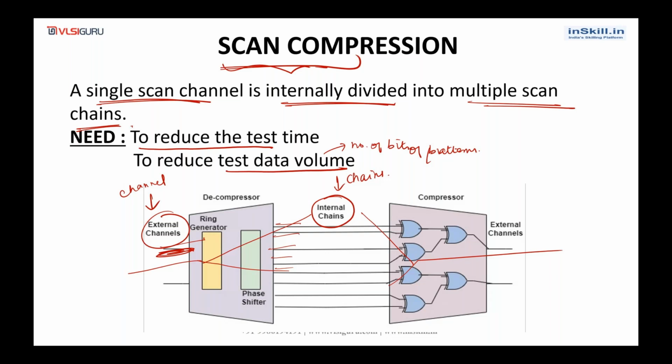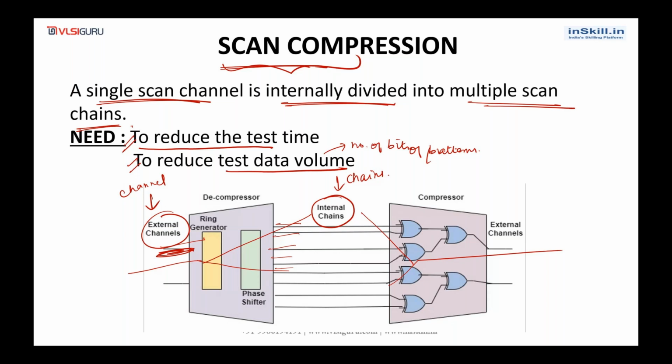So why do we need to go for scan compression? It is to reduce the test time and the test data volume. Test data volume is nothing but the number of bits of patterns. How, if we go for scan compression, are we able to reduce the test time and the test data volume? We will discuss that in detail during our course.